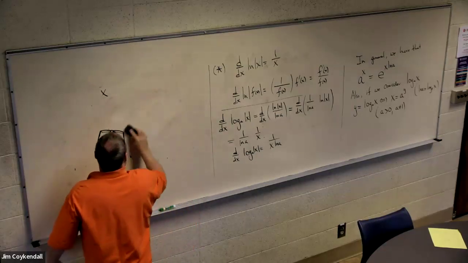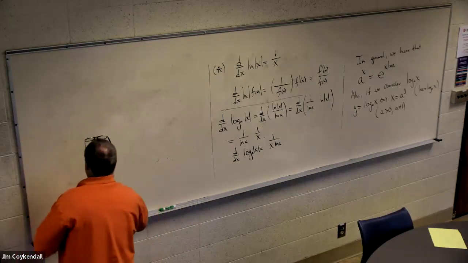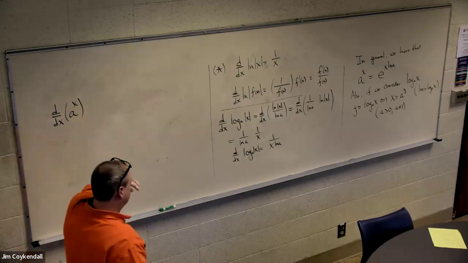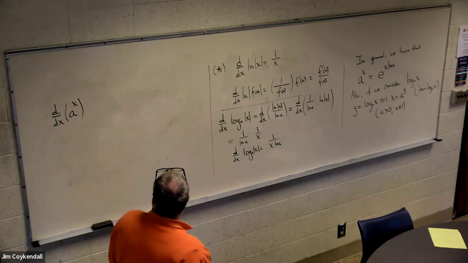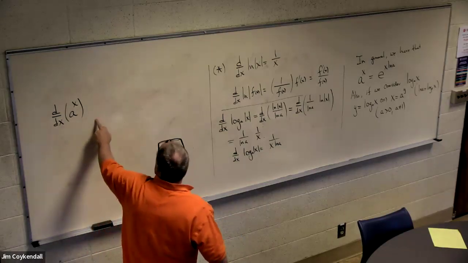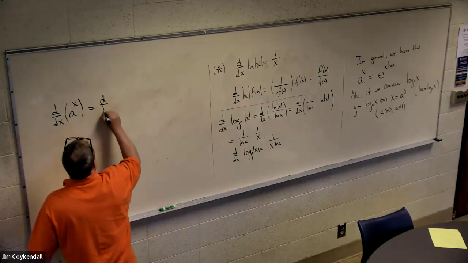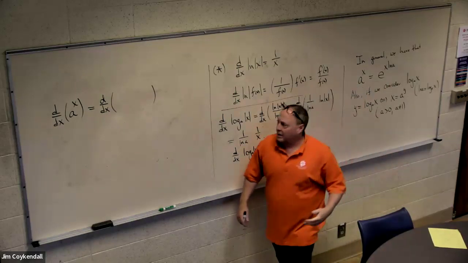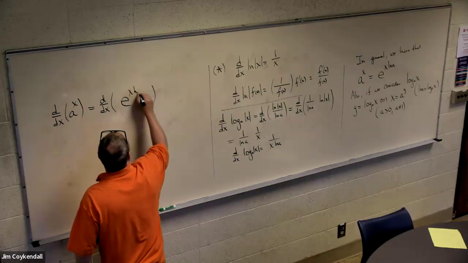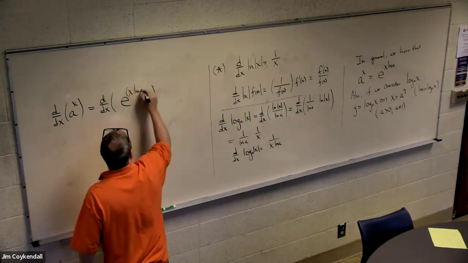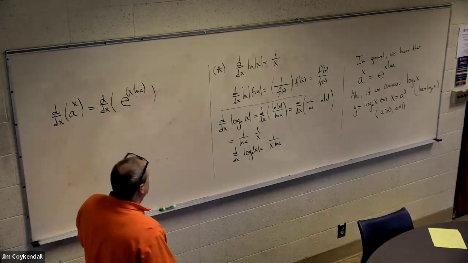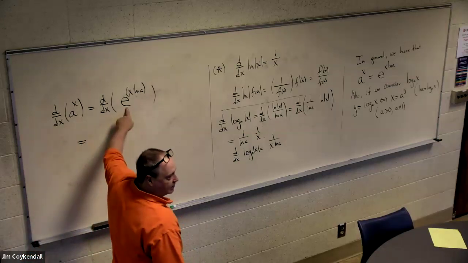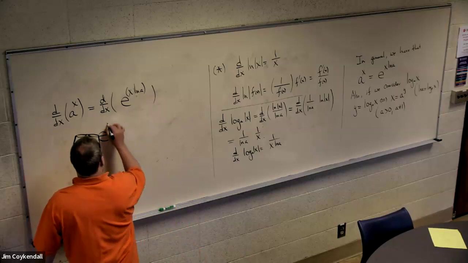If I take the derivative of, well, let's go through this. What is a to the x? Well, a to the x is e to the x log a. Okay, so now I'm going to take the derivative of this. Well, I love this because it's an e to the blob. Derivative of e to the blob is e to the blob.